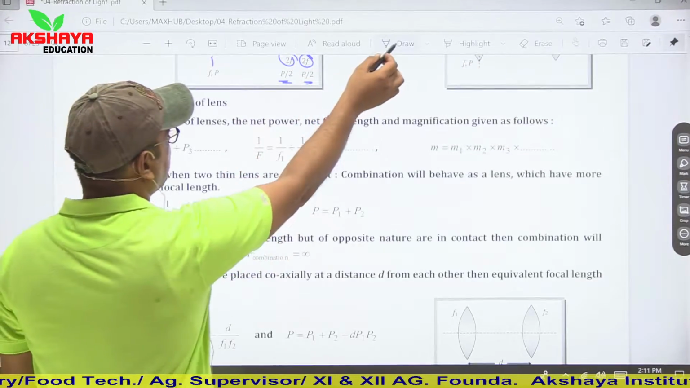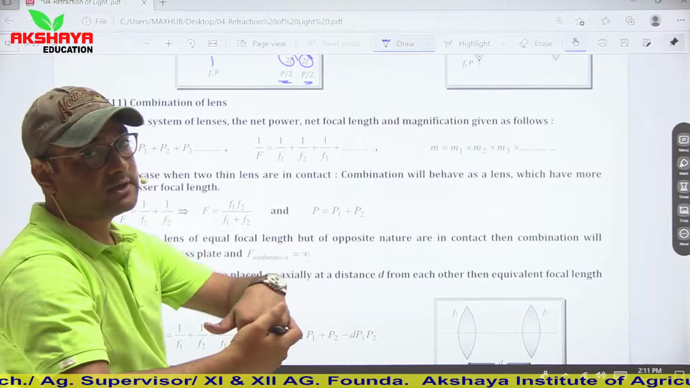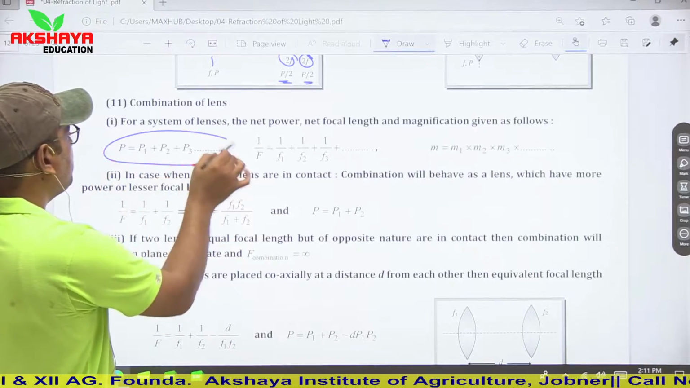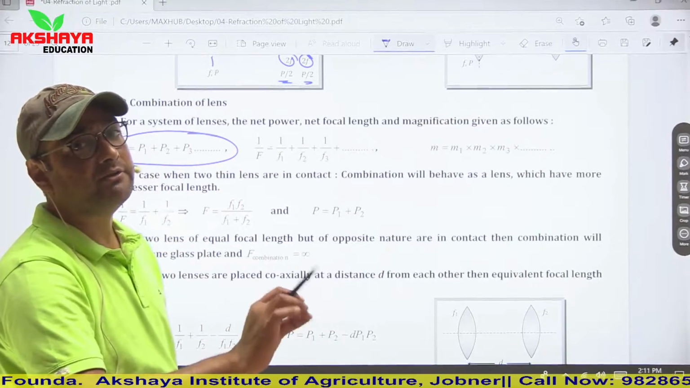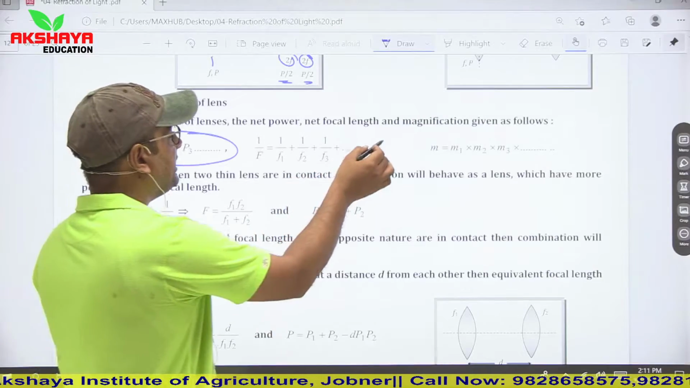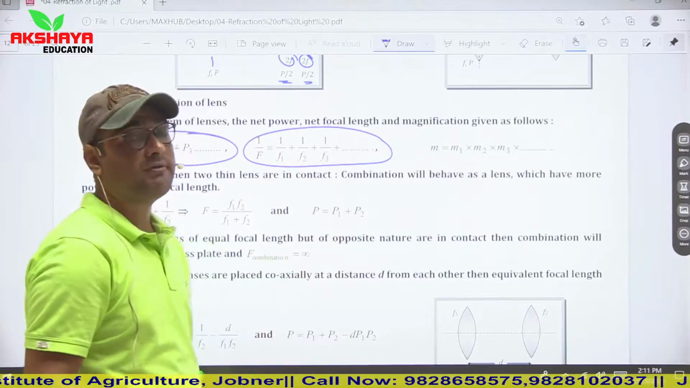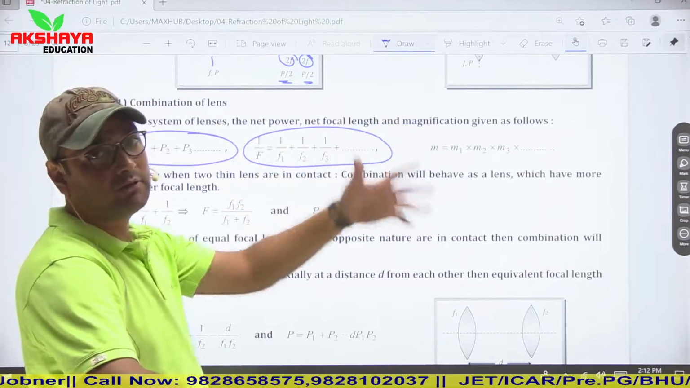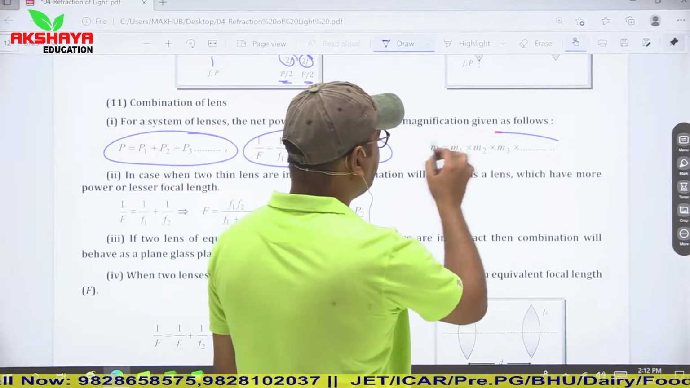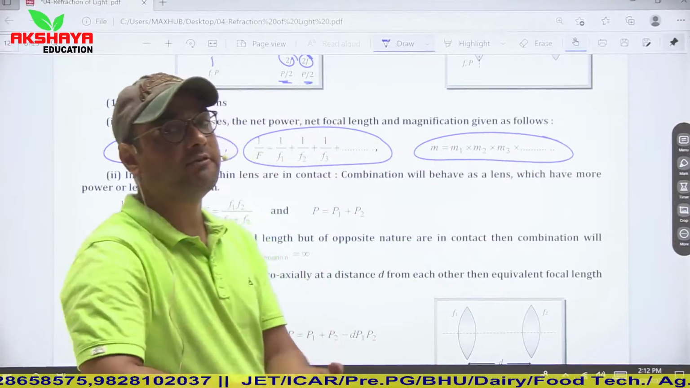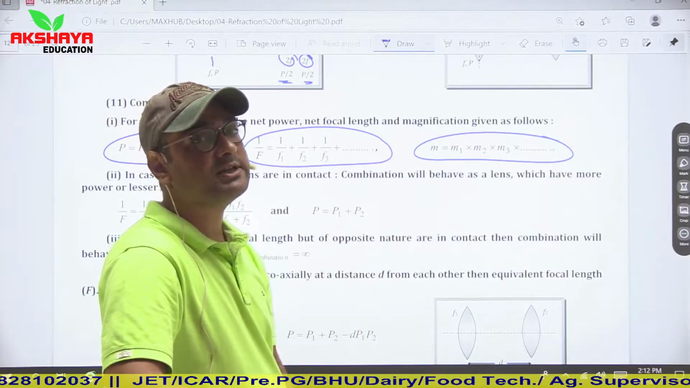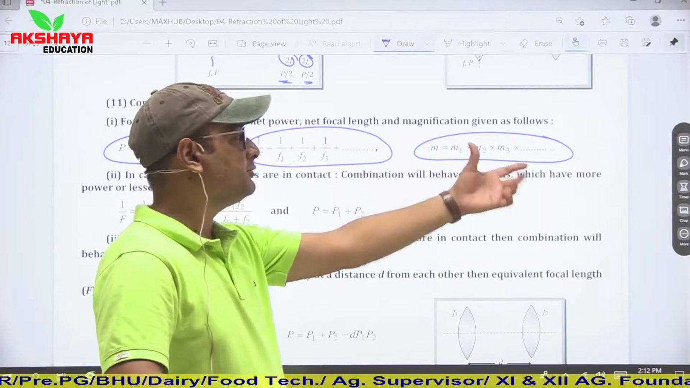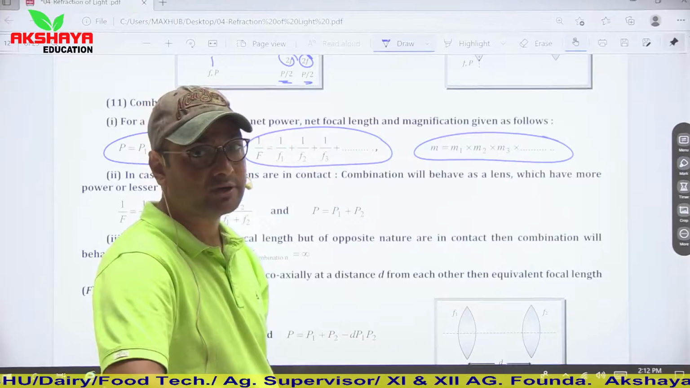Now see combination of lenses. If we consider thin lenses placed in contact with each other, then the net power of that combination is equal to the sum of the individual powers of the lenses, and the net reciprocal of focal length is equal to the sum of the reciprocals of the individual focal lengths: 1/f = 1/f1 + 1/f2 + ... + 1/f3. Hence the final magnification of the image formed by that combination of lenses is equal to the multiplication of the magnifications produced by each lens, that is m1, m2, m3 and so on, for as many lenses as are placed in contact with each other.